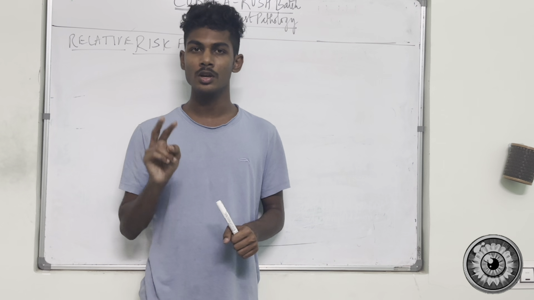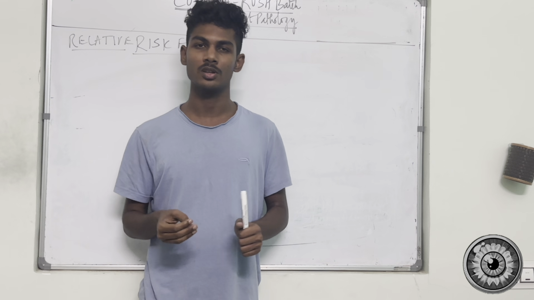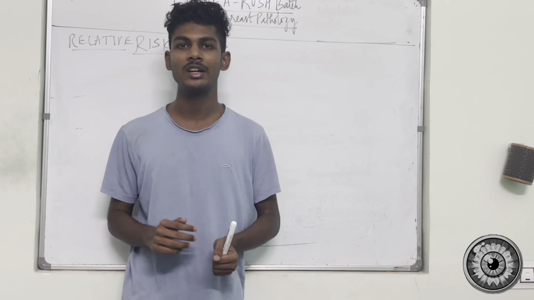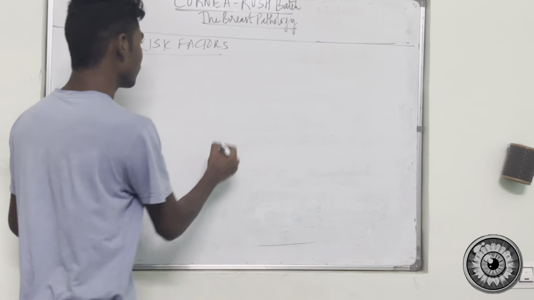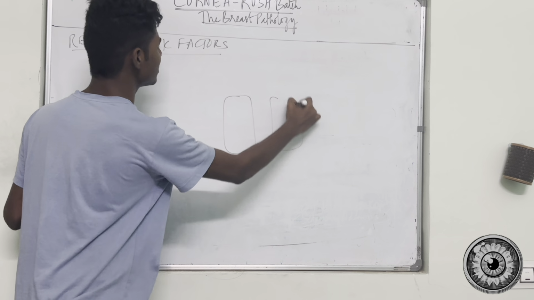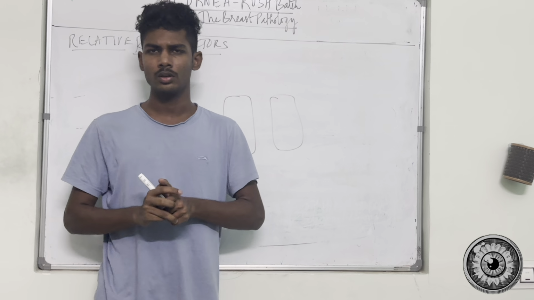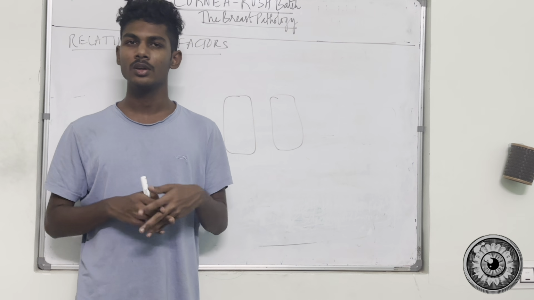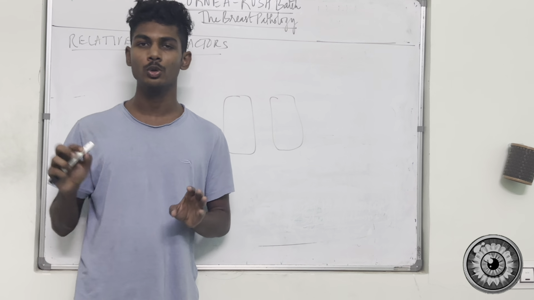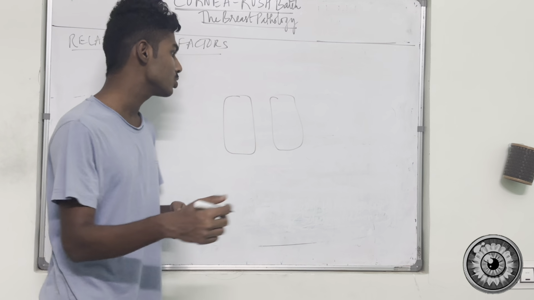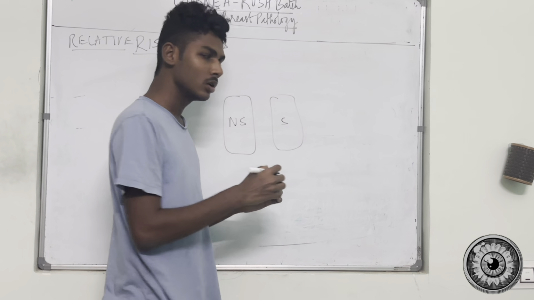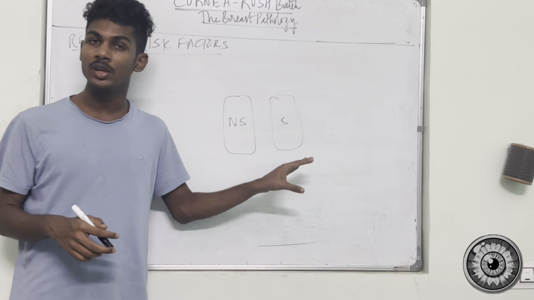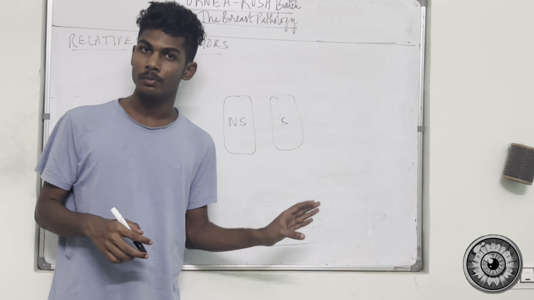Relative risk of 2 means twice the risk as compared to the general population. Someone might ask, hey man, what do you mean, we don't understand. Now see, for example, let us take a case scenario. A person smokes, and people who smoke get lung cancer. Let me take a group of people who smoke and a group of people who do not smoke. So these are the non-smokers and smokers. People who are smoking are at risk of getting lung cancer.